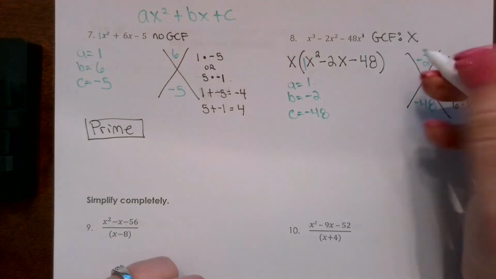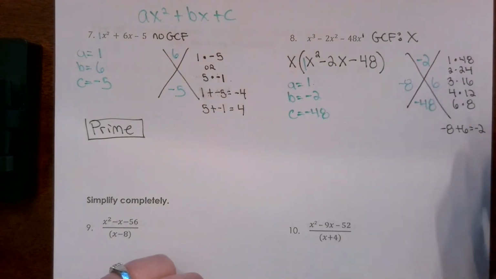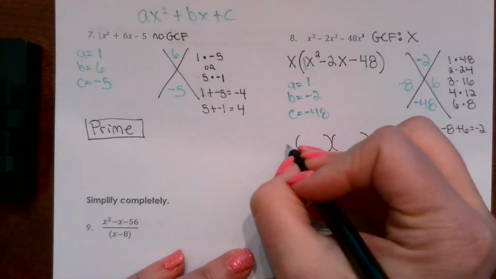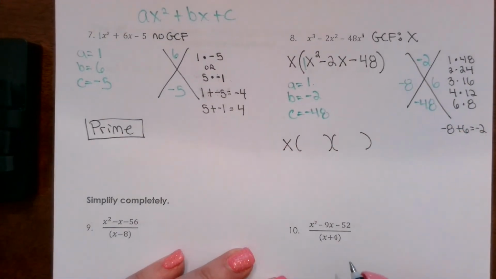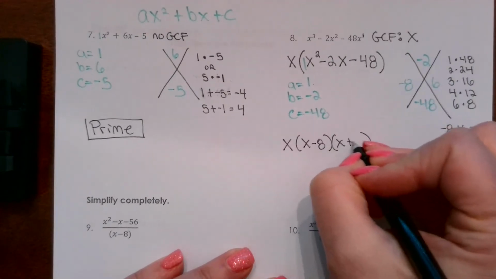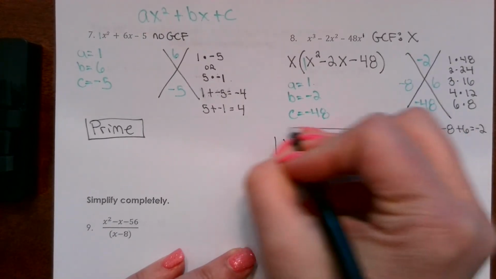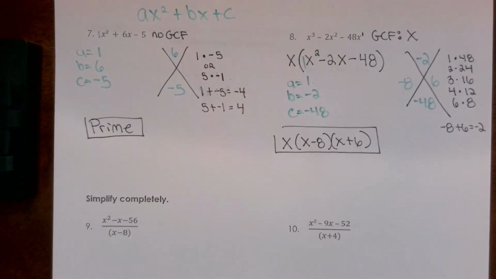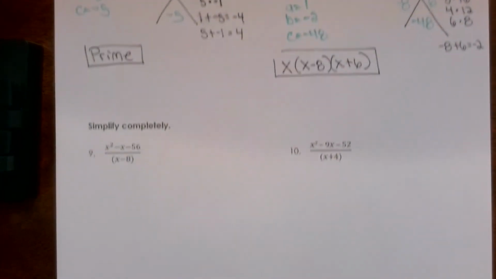So my factors are negative 8 and a positive 6. I'm going to prepare my binomials. I need to keep that greatest common factor there still. And I have x minus 8, x plus 6. And voila, I have factored x cubed minus 2x squared minus 48x.